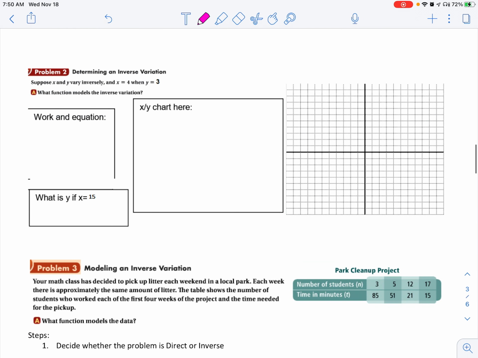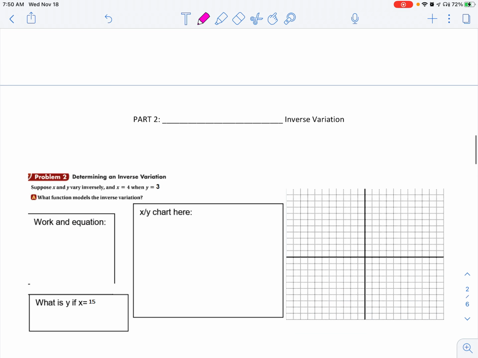All right, let's move on to problem 2. Now, I know you're so excited. It's like, I wonder what the graphs look like. I know you want to graph these puppies and see what they look like. That was really on your agenda for today.